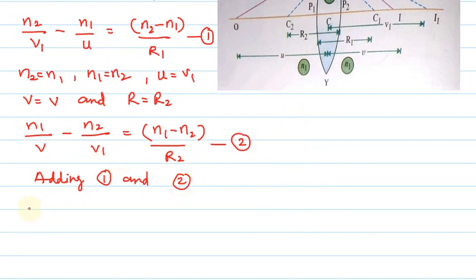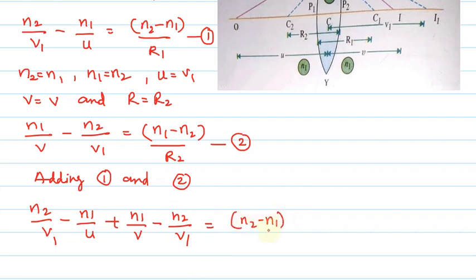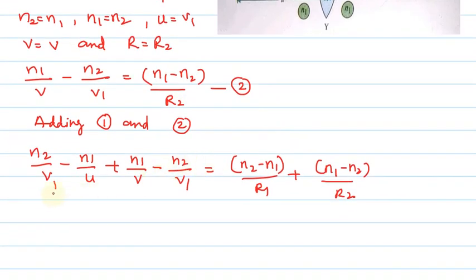Then I can write this as N2/V minus N1/U plus N1/V minus N2/V1. So here we did not write N2/V1, we wrote V. So N2/V1 minus N2/V1 is equal to (N2 minus N1)/R1 plus (N1 minus N2)/R2. Okay, so this is the relation by adding expressions 1 and 2.